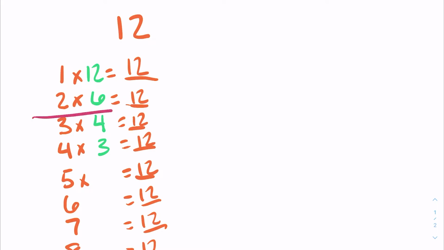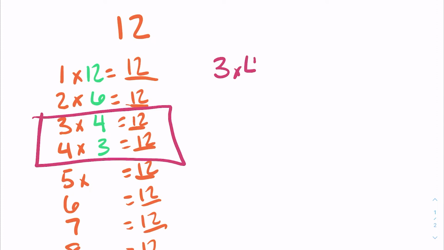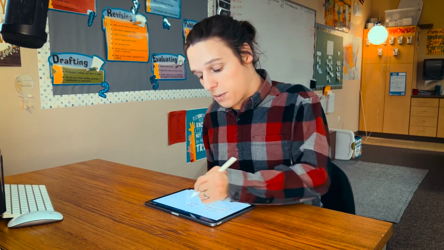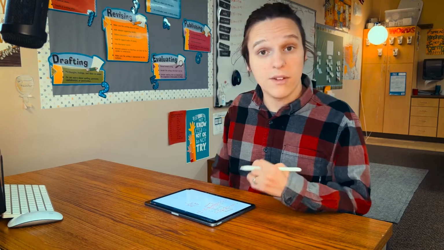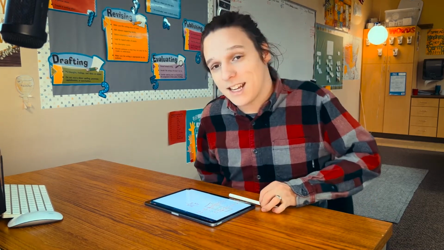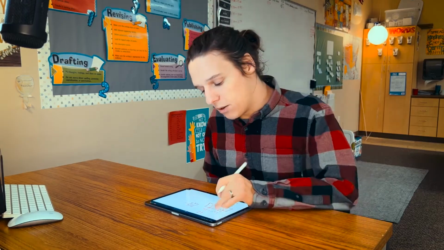But if you didn't catch it, right here, 3 times 4 and 4 times 3 are the same thing, just flipped backwards. When we reach that point where we've repeated one of our previous factors, we're done. You're done. Toss it, throw in the towel, be done for the day, go home, sleep. Unfortunately not today though, because we've got another problem to do.